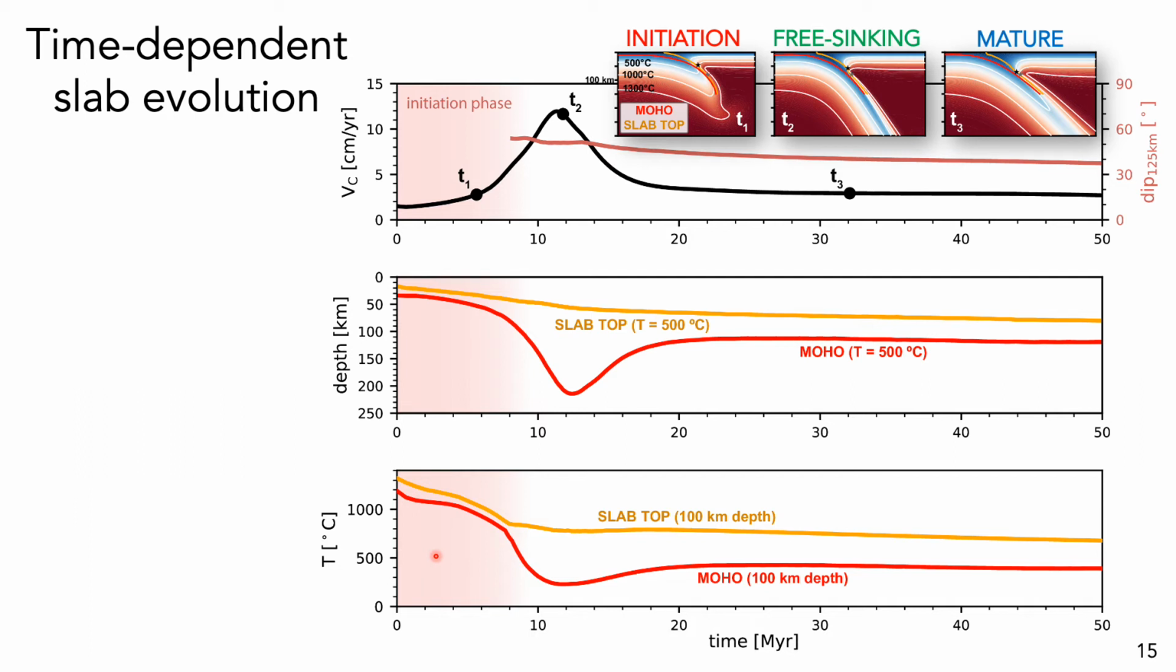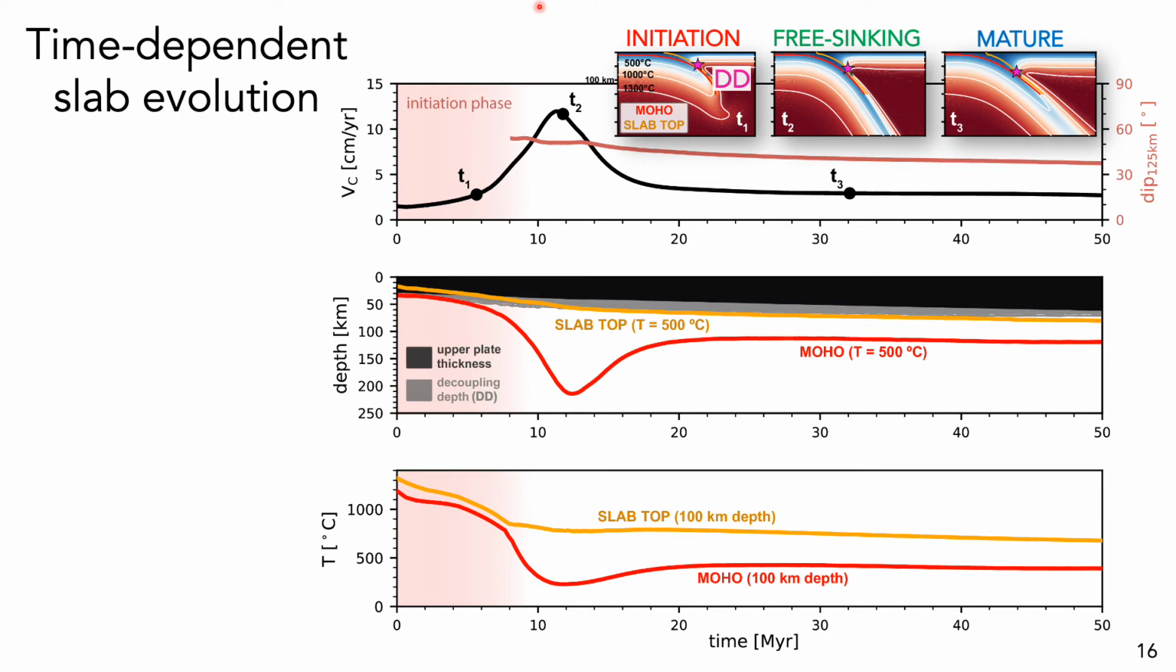Okay, so we have very rapid cooling of both the slab top and the Moho during initiation, and then subsequently the slab top cools at a reduced rate. The Moho has a more complex evolution because it has a rapid cooling transient during this intermediate free sinking phase, which is basically due to these rapid convergence rates.